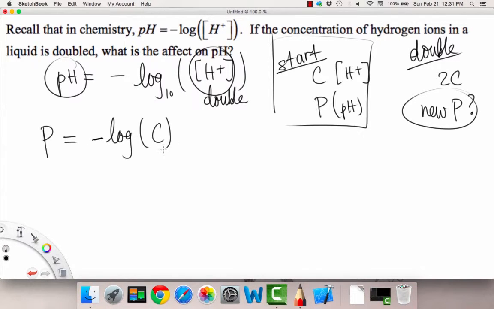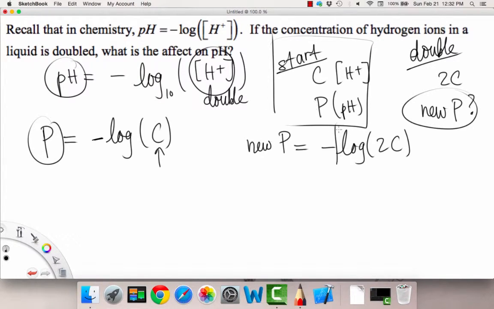And now what we want to do is plug in double the amount here. So now our new pH is equal to the negative log of 2C. Okay, and now it's like, well, what is that? Isn't that the answer? Because our new pH is just equal to this thing. But no, we want to write it in terms of how it affected our original pH, right? So we want to have a normal pH in there somewhere, okay?